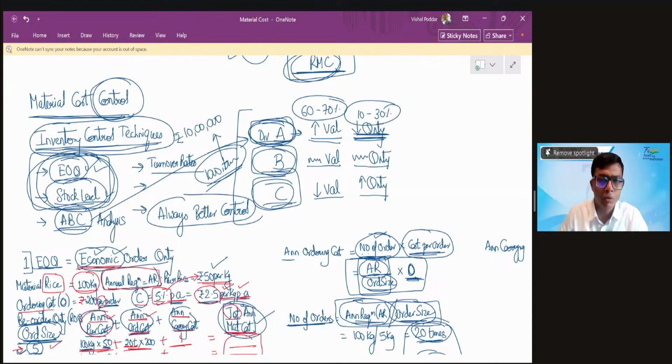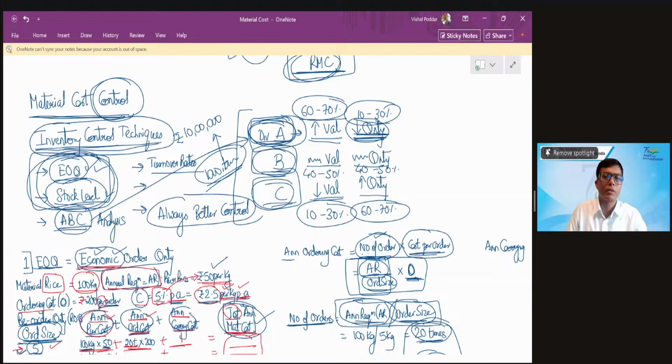Now, A will cover those material items whose quantity is between 10 to 30% of total, but whose value is going in 60 to 70% of total. Similarly, the opposite happens here. We take in C those items which are between 10 to 30% in value and 60 to 70% in quantity. And then here, those who are somewhere in between, that is quantity wise also, value wise also, they are not very high or not very low.